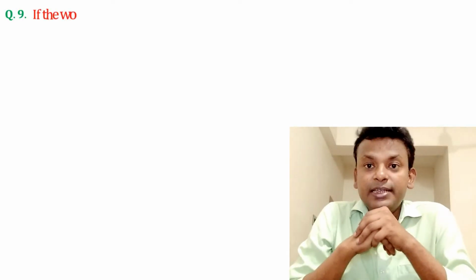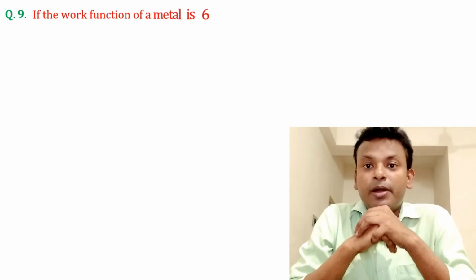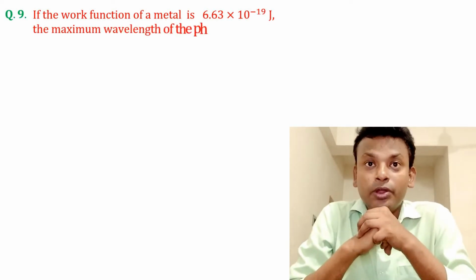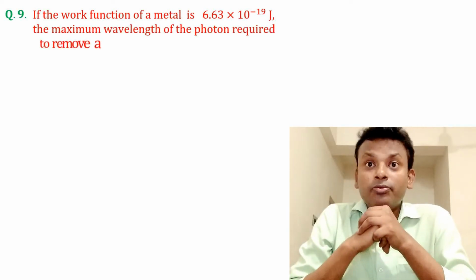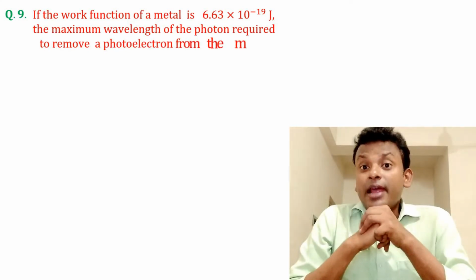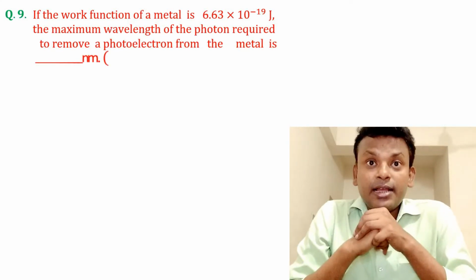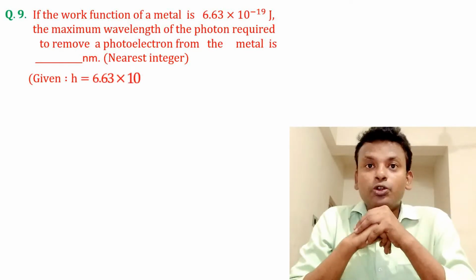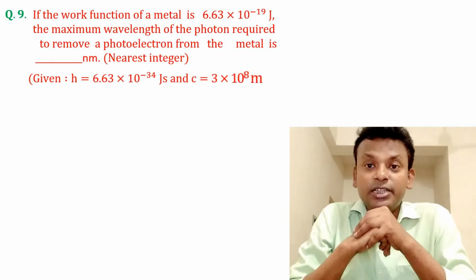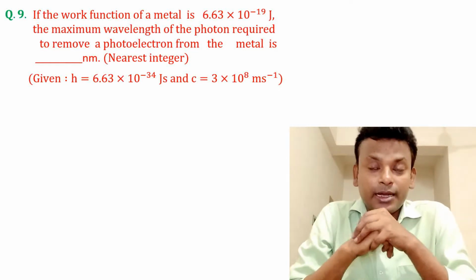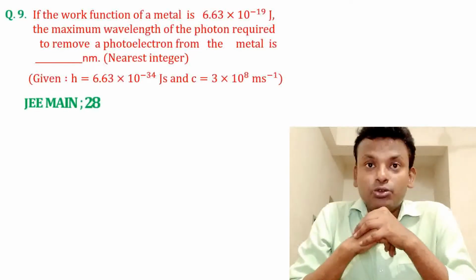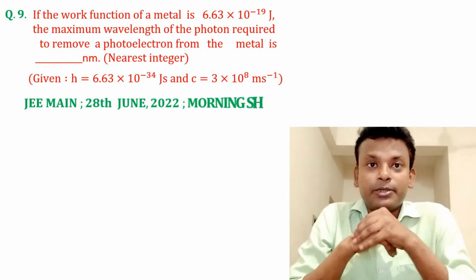Question 9. If the work function of a metal is 6.63 × 10^-19 joule, the maximum wavelength of photon required to remove a photoelectron from the metal is dash nanometer, nearest integer. Here given h equals 6.63 × 10^-34 joule second and c equals 3 × 10^8 meter per second. And this question was set in JEE Main 28 June 2022 morning shift.